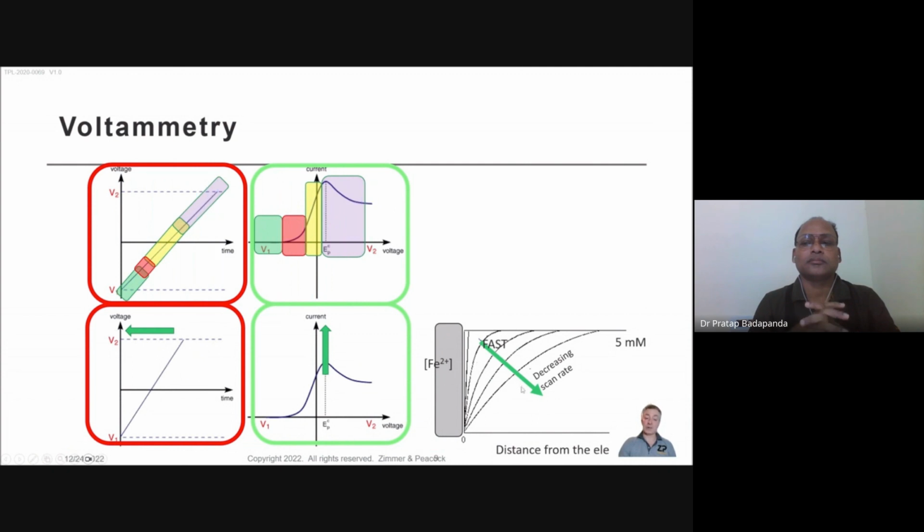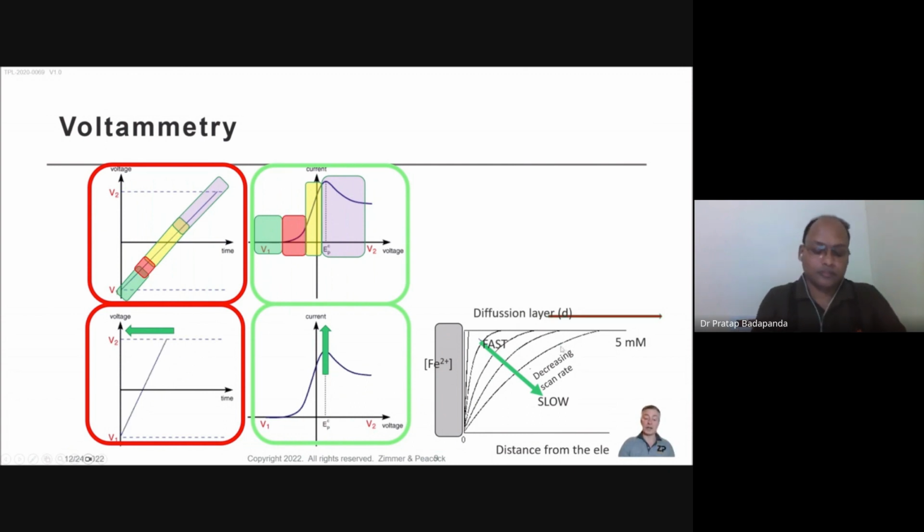Slow scan rates give you shallow gradients of concentration, and they have lower peak currents. So, fast and slow. If you go slowly, you do consume Fe2+. You build up what's called the depletion layer, or diffusion layer. And that actually gets bigger the slower your scan rate. If you do it fast, this depletion layer is very small.